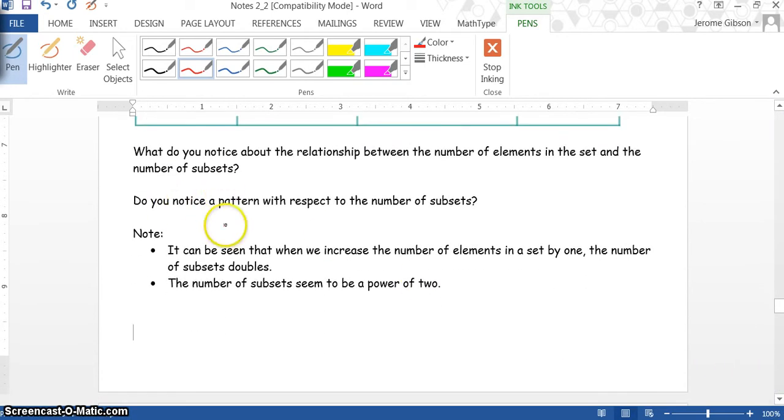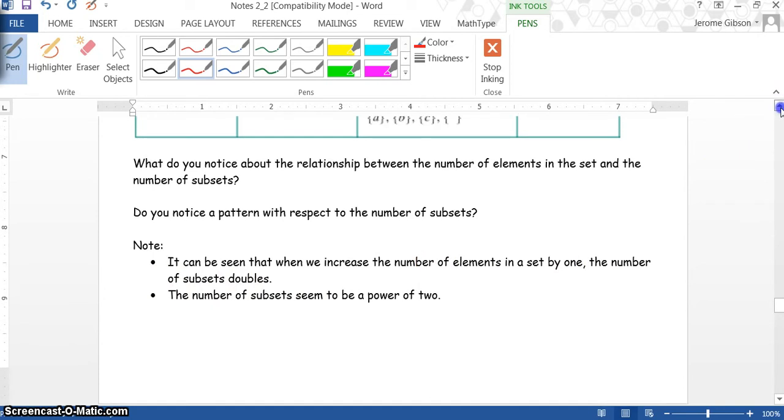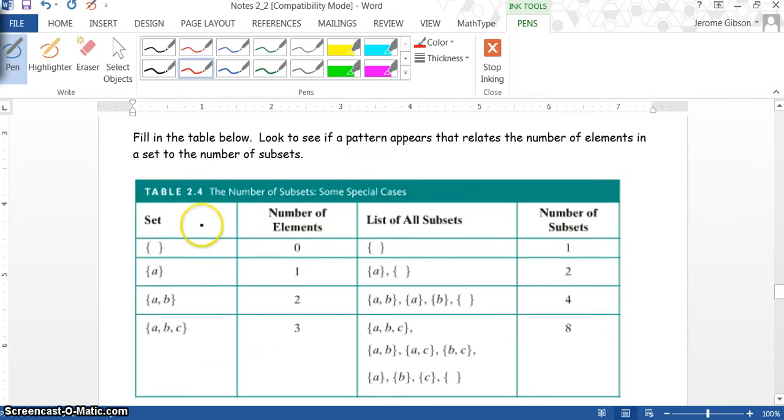And these are the relationships here. We note that it can be seen that when we increase the number of elements in a set by 1, the number of subsets doubles. If we look here, we have a number of elements, and if you notice, the subsets double. As we add 1, we go from 0 to 1, and then we end up doubling it. From 1 to 2, we double that, and also from 2 to 3, we end up doubling.